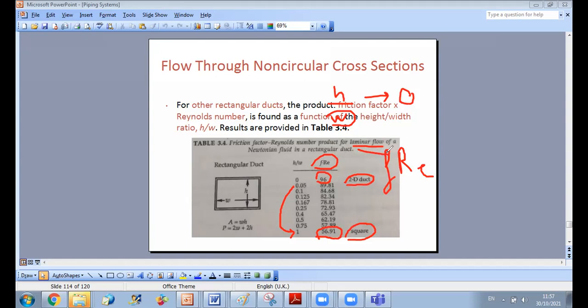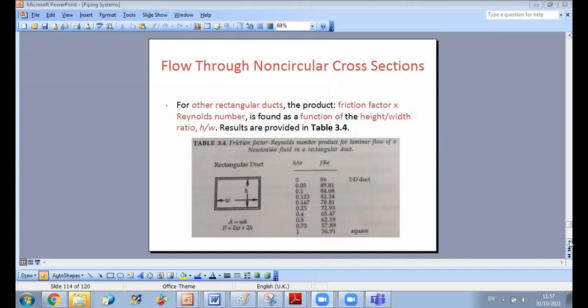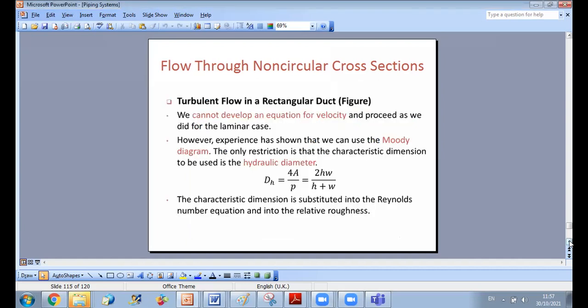In case of turbulent flow, as usual, we should perform experiments to draw corresponding charts. Now we will also see that in case of turbulent flow, we can also use the Moody diagram. And experience shows that we can use the Moody diagram. The only restriction in this case is that the characteristic dimension to be used is the hydraulic diameter. Experimentally, it was shown that if we use the Moody chart developed for circular cross sections for rectangular ducts, it will work. We should just replace, in epsilon over d and in the Reynolds number, the characteristic length d by dh, which is 4A over P.